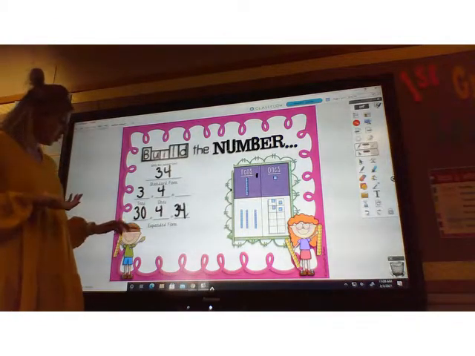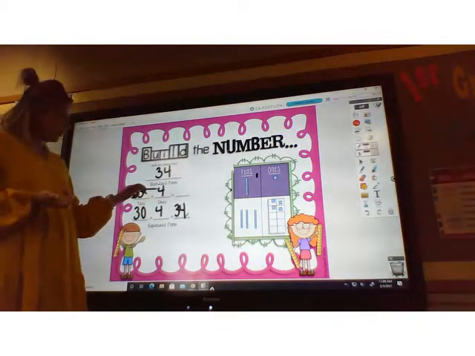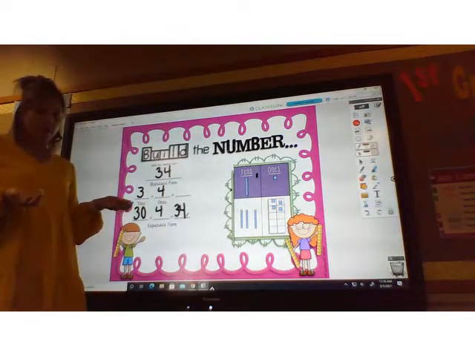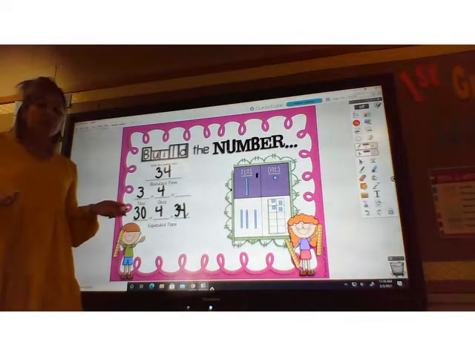Okay, sometimes the kids want to say 3 plus 4, and then we ask them, does 3 plus 4 equal 34? No, that equals 7, so it doesn't make sense.